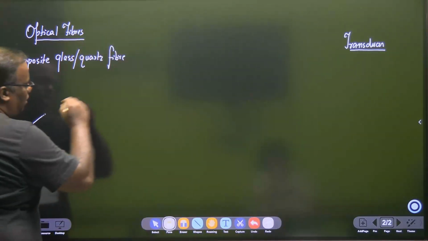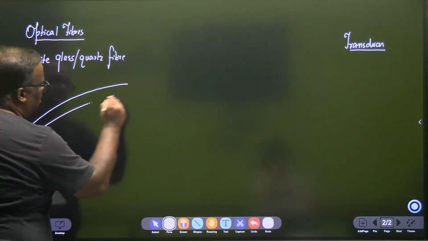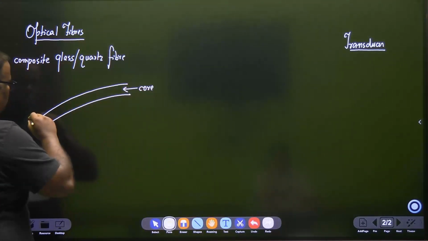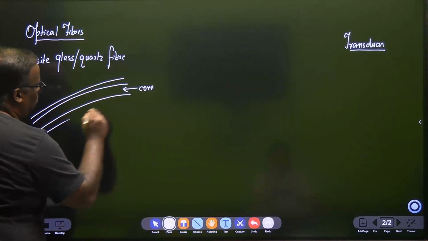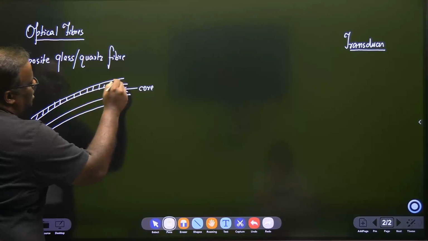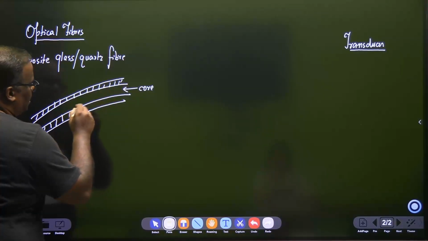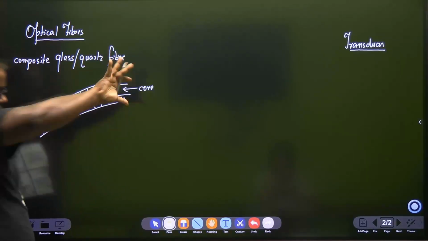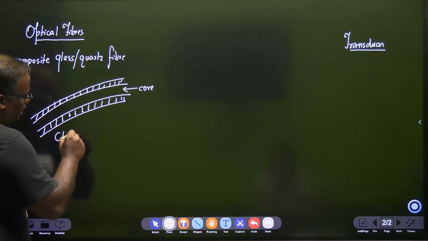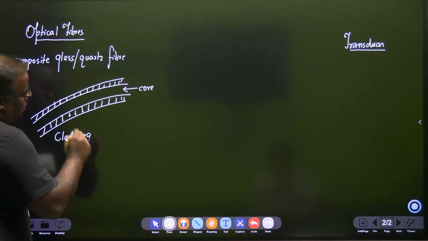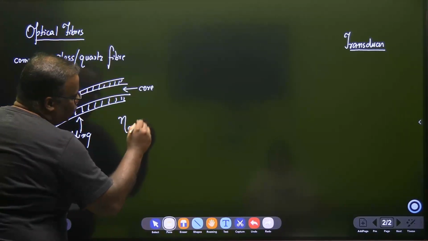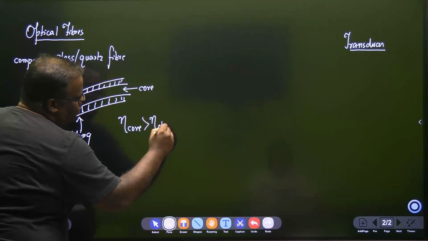An optical fiber will have two parts. The optical fiber has a part which is known as the core, and there will be another part which will be known as the cladding. Cladding, you know, right? Something that is covering the surface. So we call this the cladding. Optical fiber is designed in such a manner that the refractive index of the core will always be more than the refractive index of the cladding.